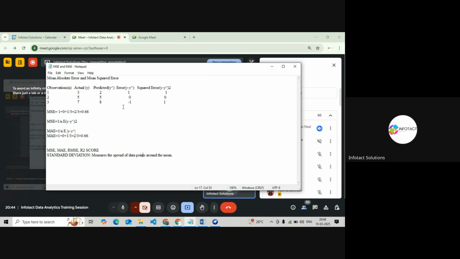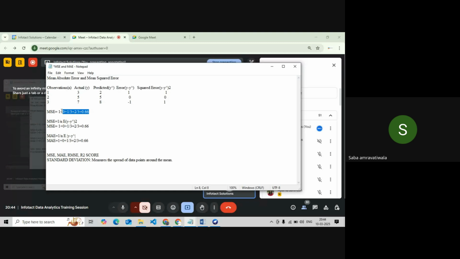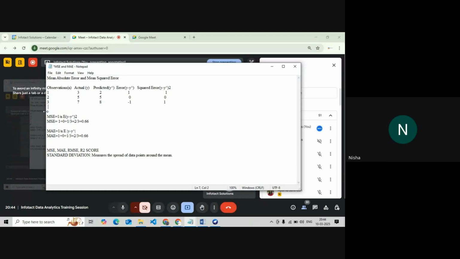Then we have calculated the squared error, that is y minus y dash square. What is mean squared error? The mean squared error formula is 1 upon n times y minus y dash square. Here 1 upon n means 3 upon 3: 1 plus 1 plus 1 plus 0 plus 0 upon the total number of observations 3, that is 2 by 3, which comes around 0.66. Getting it or not?